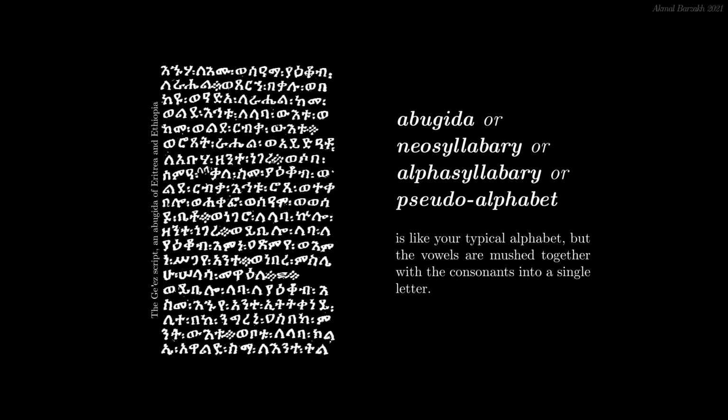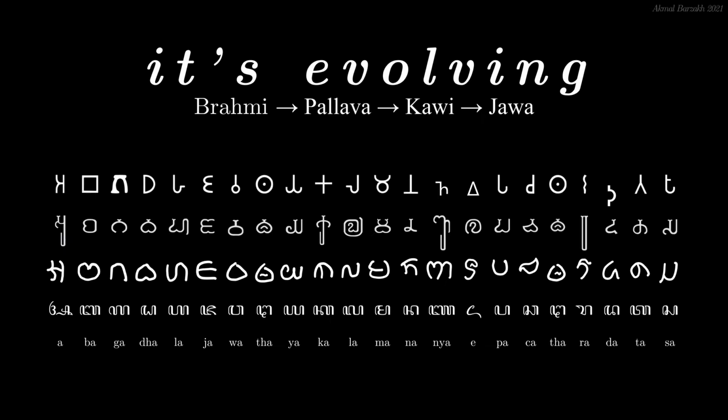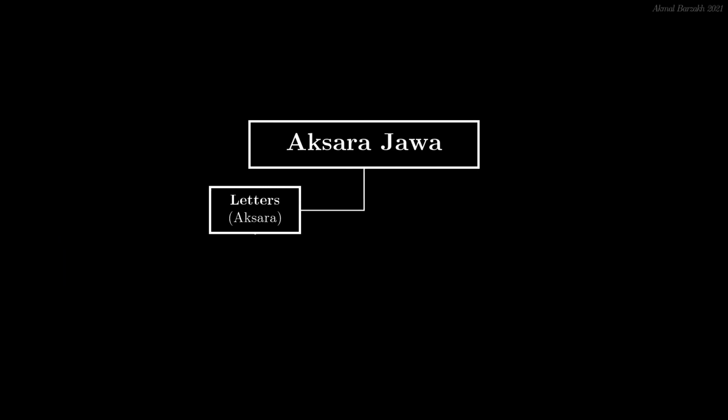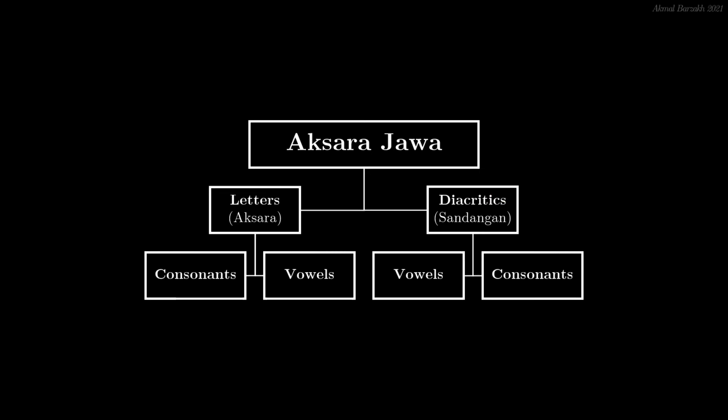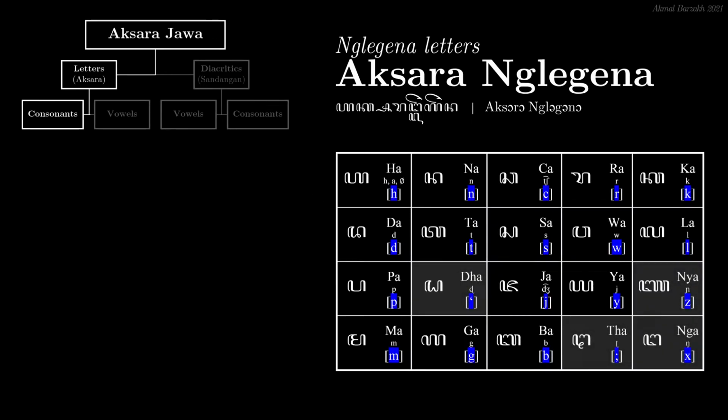Aksara Jawa is an abugida writing system that is derived from Pallava scripts, so its characters can be divided into letters and diacritics, and both of those contain characters that represent consonants and vowels. The first one is the letter consonants or Aksara Nglegena, which are ho, no, cho, ro, ko, do, to, so, wo, lo, po, do, jo, yo, nyo, mo, go, bo, tho, ngo. And typing these characters is pretty intuitive because the keys you press correlate with the consonants that they represent, except for do, nyo, tho, and ngo.